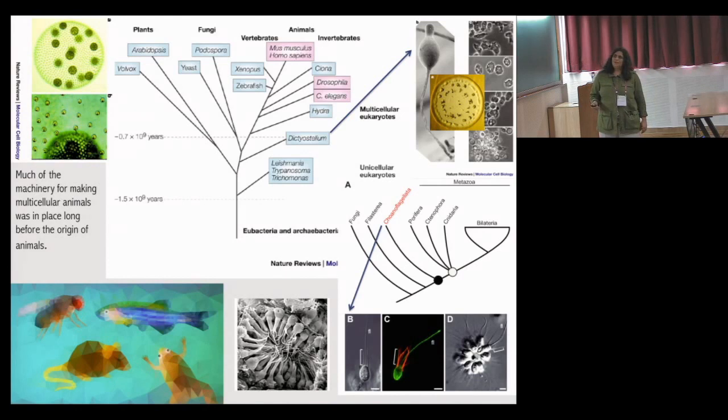And this has sort of led to the idea that much of the machinery for making complex multicellular animals like ourselves was already in place long before we came about in the evolutionary tree, meaning that you could find their presence even in these organisms like this, right?